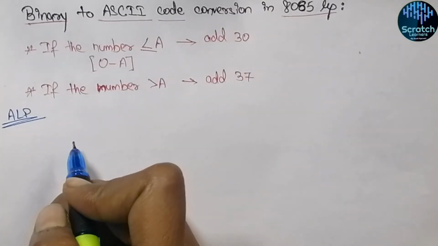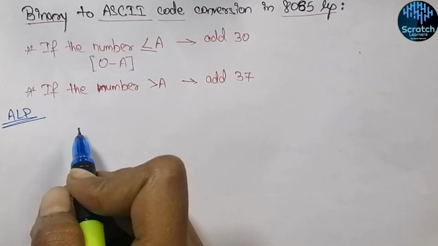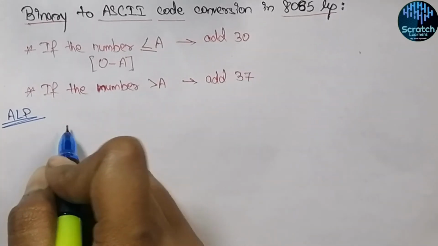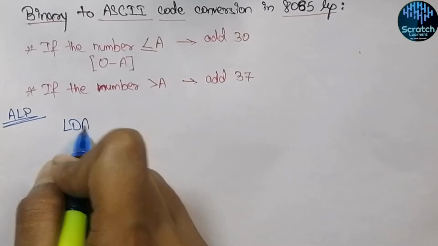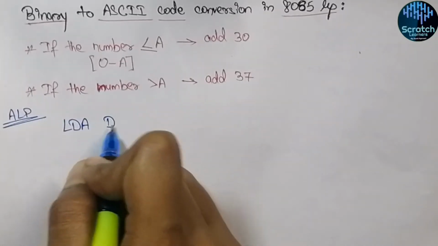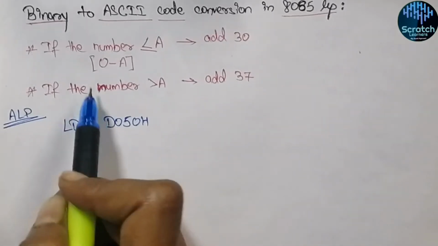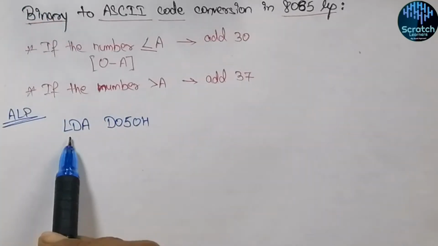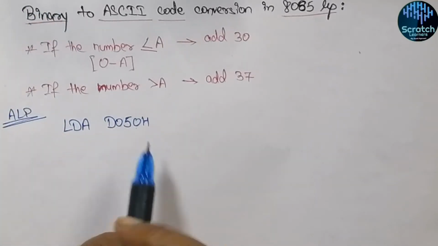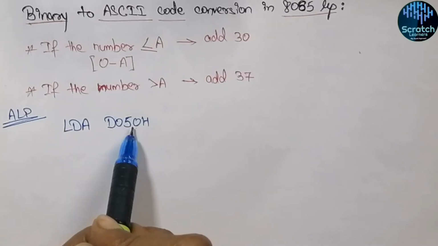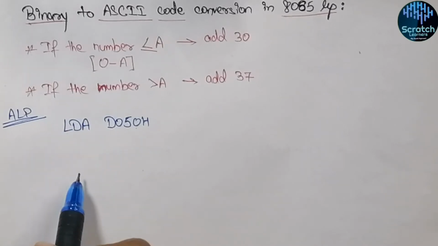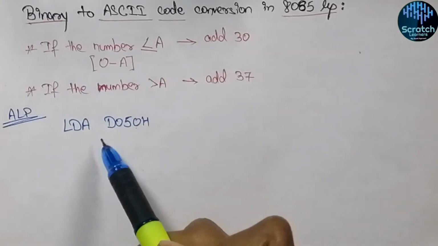So as we have already seen, our first step will be to input the number. So let's input it from some memory location like D050 hex address. Okay, so that 8-bit binary number will be fetched from D050 hex address, and that data is moved into the accumulator.